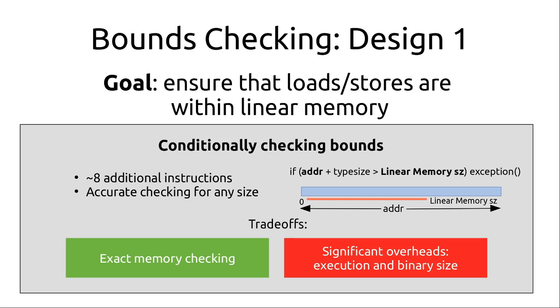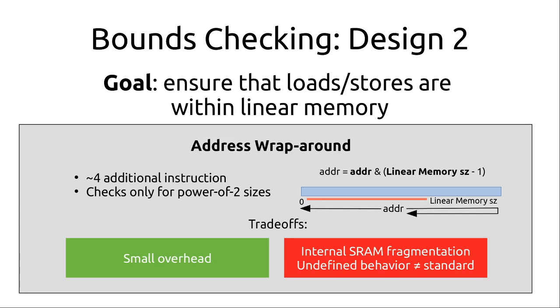At the highest level, it simply ensures that the address is within the linear memory or triggers an exception. The benefit of this approach is that it provides exact and precise memory checking. So linear memory can be essentially any value, and we check to make sure whether the addresses are within that. However, it does have significant overheads because it generates 8 additional instructions for loads and stores, which both decreases performance and increases binary size. The second design that we looked at was to use wraparound.